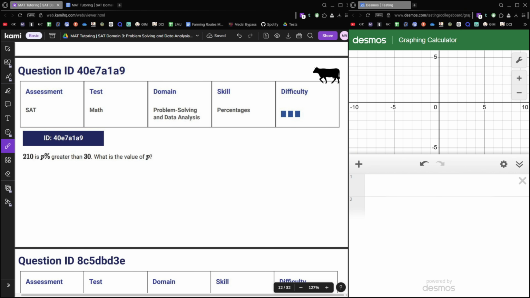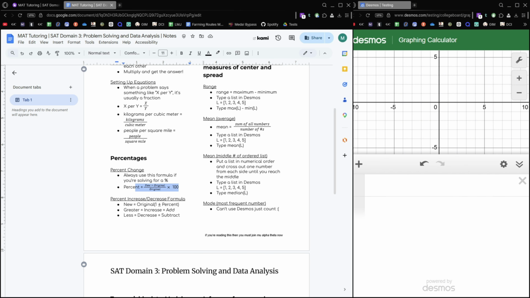Slide number 12. Once again, exact same question, different numbers. 210 is p% greater than 30. What is the value of p? Now whenever you're solving for a percent, the easiest one is always going to be this percent change formula. But there is another formula you can use, and it's right below it. It's going to be the percent increase / decrease formula.